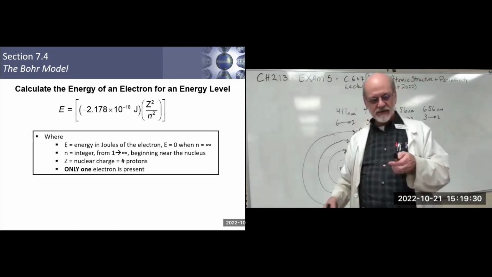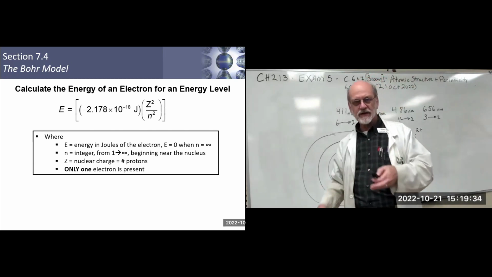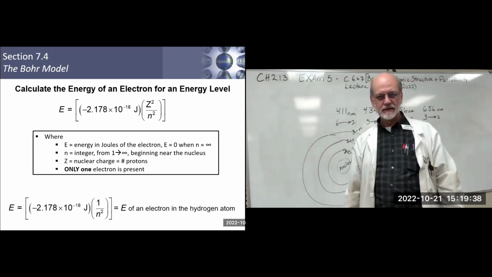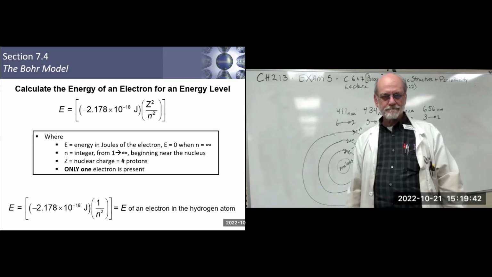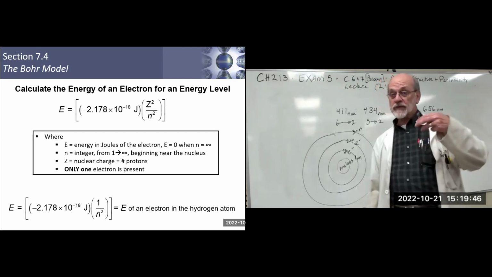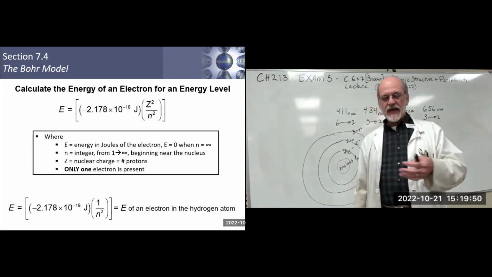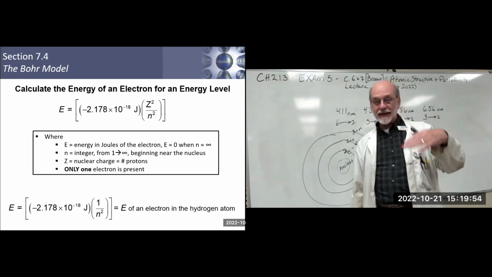Okay, and that's the legend defining what each one of those values represented. All right, so for the hydrogen atom, you just substitute 1 for the Z, and that gives you the energy for the hydrogen at any level n.